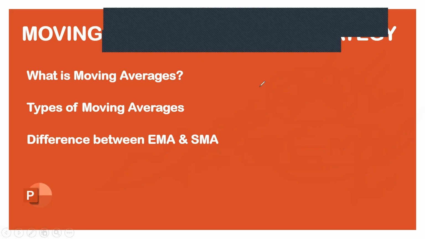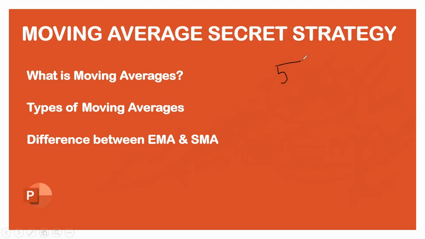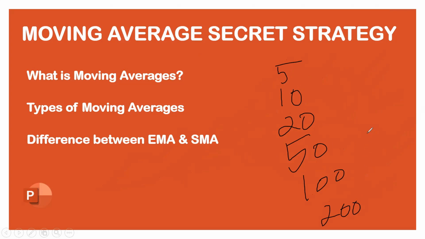Now comes the point of which is the most commonly used moving average. There is 5, there is 10, there is 20, there is 50, there is 100, there is 200. There are so many moving averages which you can use. Which is most commonly used? I'm sure people who are using moving averages will first say 20. Yes, that's correct. 20 is the most commonly used moving average compared to any other. Now comes the question: why 20? What is so special about 20? Why not 50, 100, 200?